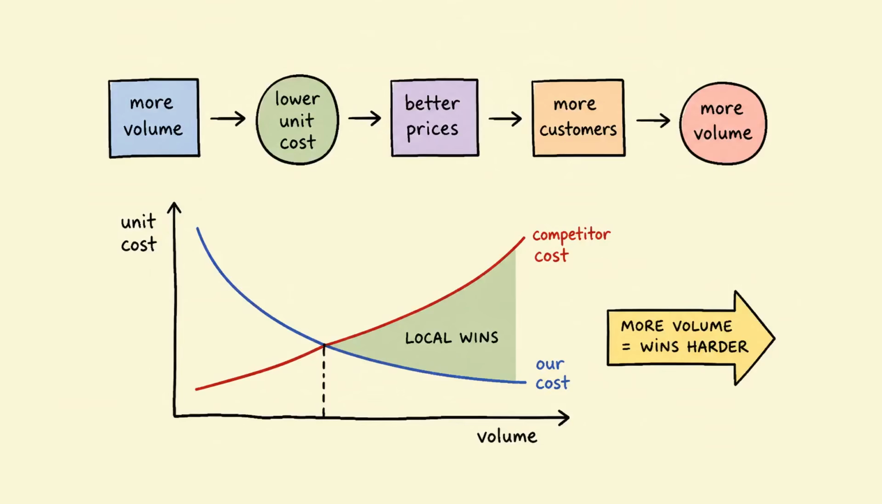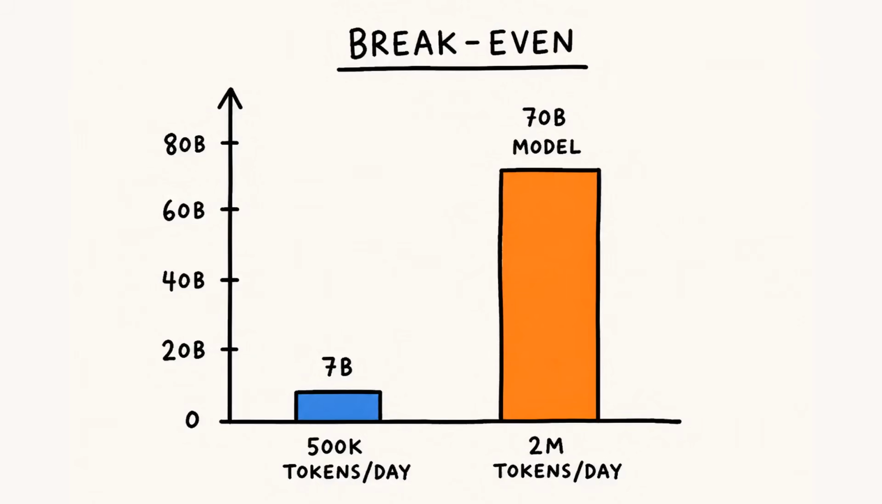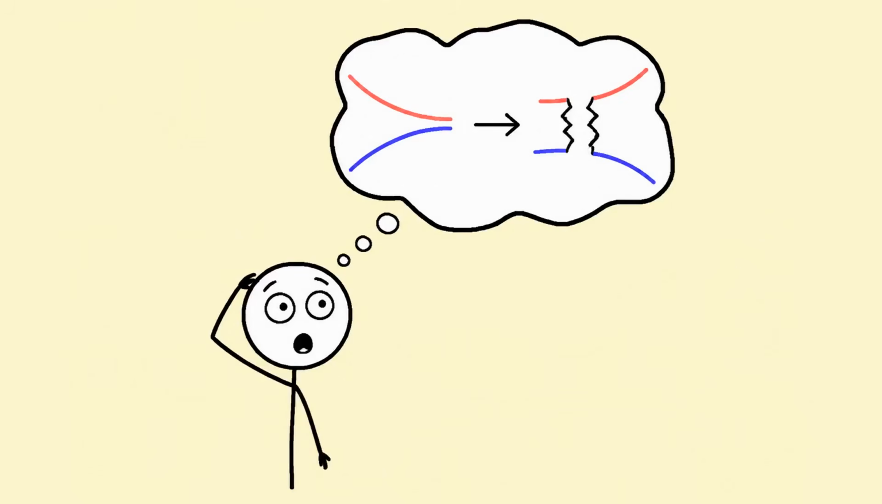So roughly, a 7 billion parameter model on a single mid-range GPU breaks even somewhere around 500,000 tokens a day, sustained. A 70 billion model needs more like 2 million tokens a day to pay for itself. And look, those aren't laws of physics, they're rough waypoints, but they tell you the order of magnitude where the math flips.